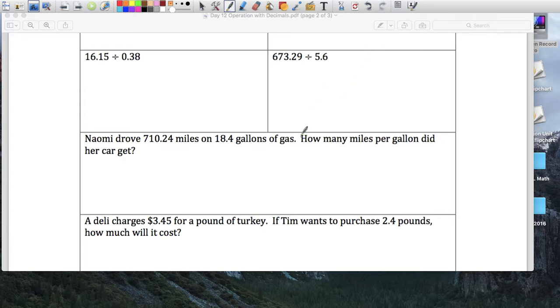Naomi drove 710.24 miles with 18.4 gallons of gas. How many miles per gallon did her car get?